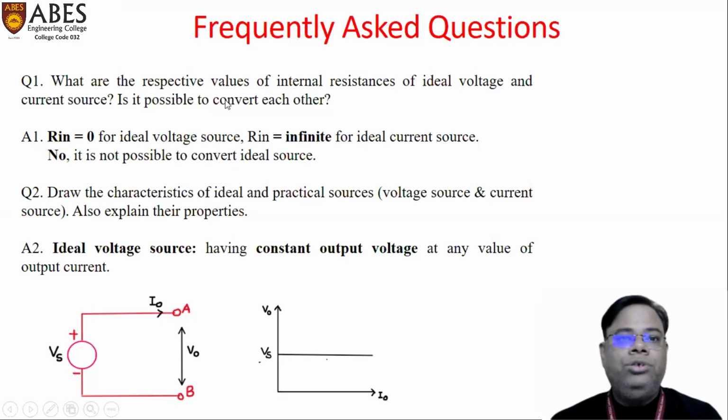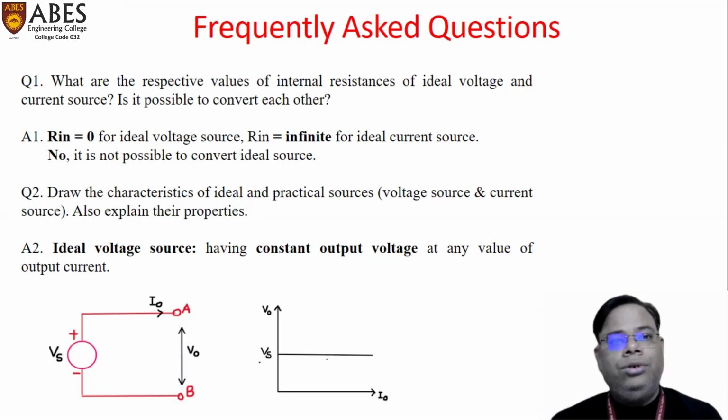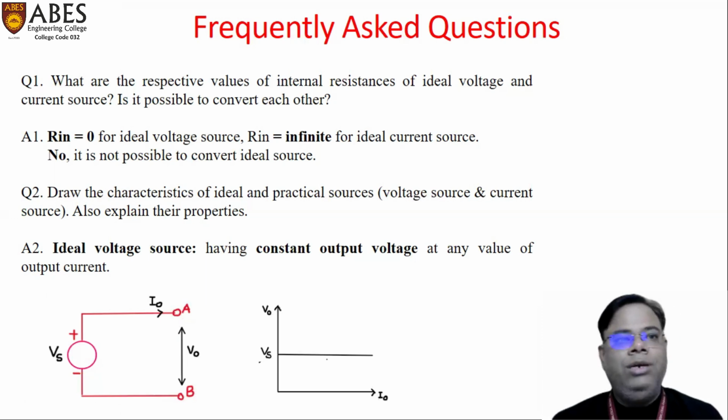And is it possible to convert into each other? No, it is not possible to convert ideal sources into each other. It is possible in the case of practical sources. A practical voltage source can be converted into a practical current source, and a practical current source can be converted into a practical voltage source. This one is our first question that has been frequently asked in the university examination.